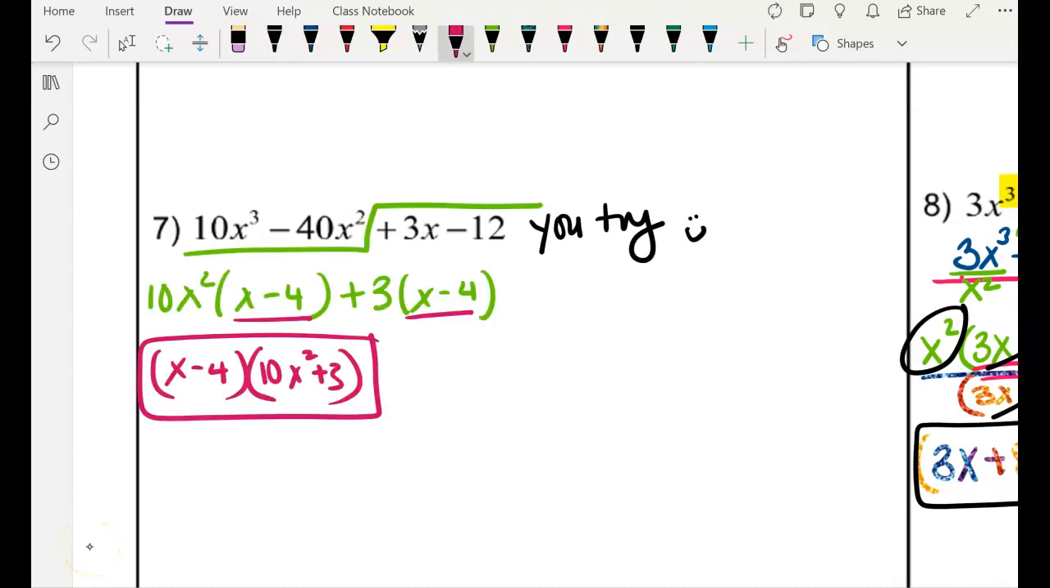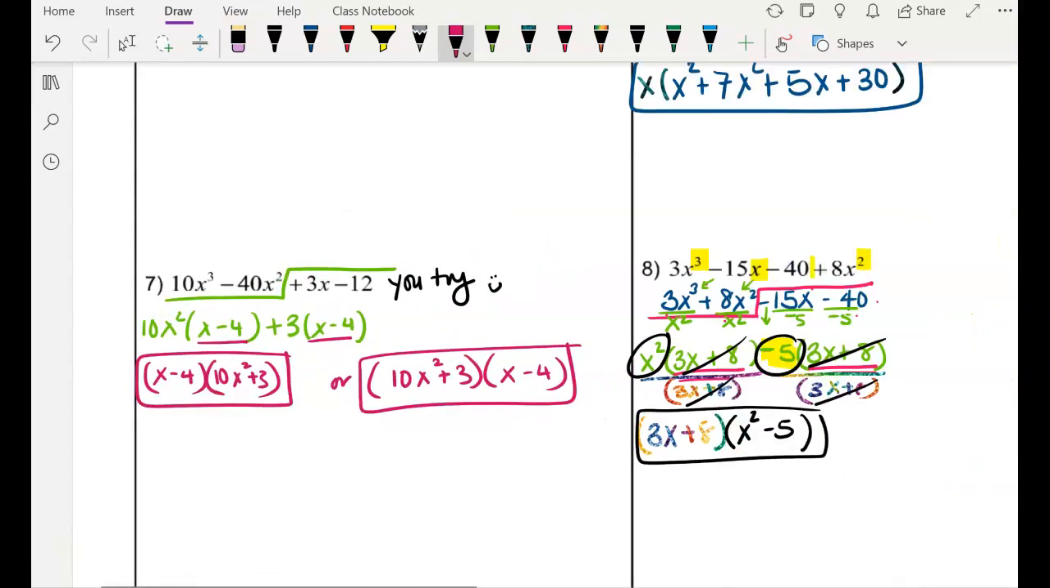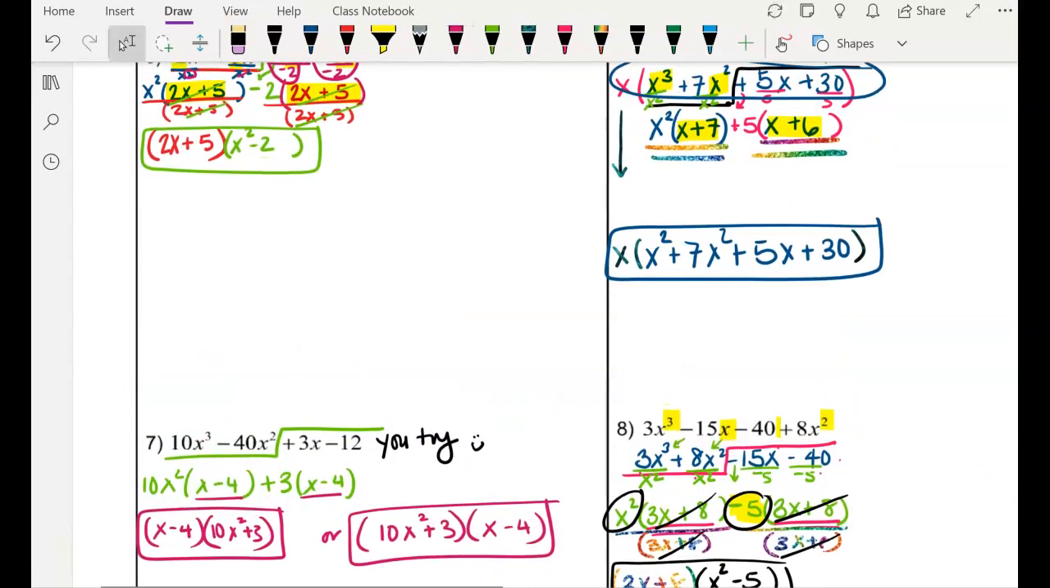Guys, hopefully you ended up with the 2 factors like what I have here. So the first factor is x minus 4 times a quantity 10x squared plus 3. Now, some of you said, is it okay if I write this factor on the front? Yes, okay. In multiplication, guys, order doesn't really matter. On any of our factors, you can always put the factor in the front and the other factor in the back. It's not important, okay?